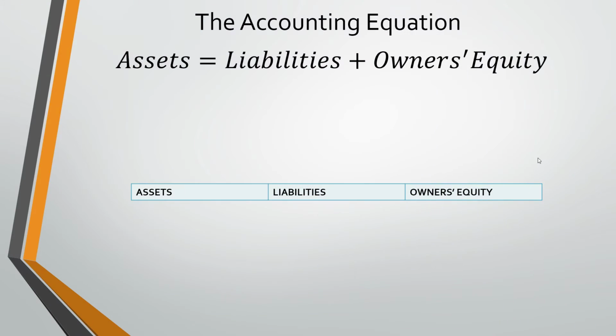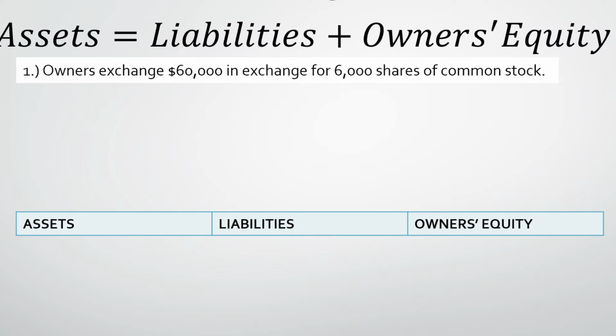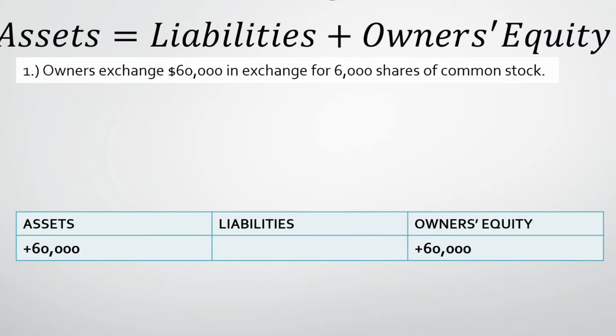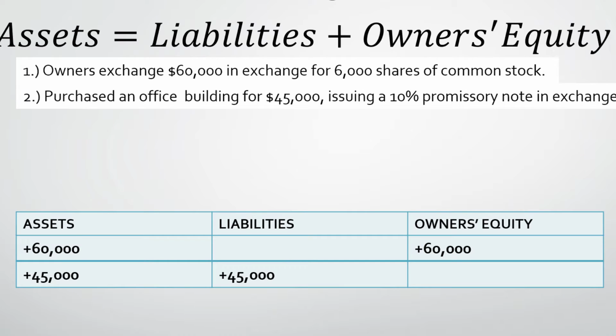So from last week, you guys should be able to do this little exercise here. Let's suppose that the owners exchange $60,000 and in return they get 6,000 shares of common stock. So assets of the company go up, and owner's equity goes up. Number two, let's suppose they bought an office building by issuing a note. In other words, a note payable. They're going to pay for it later. Well, in that case, assets go up and so do liabilities.